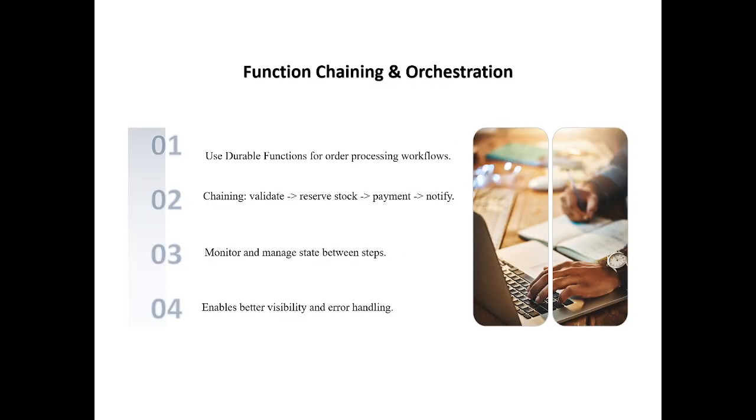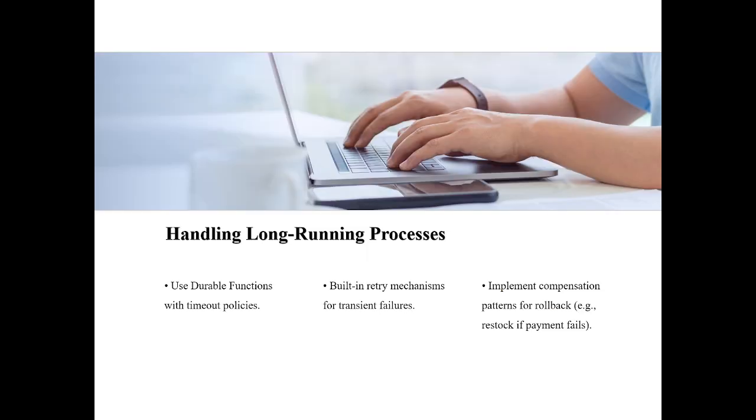Then function chaining. For order processing, Durable Functions are a great fit. We can chain together steps like validating an order, reserving stock, processing payments, and sending notifications. This setup helps us keep track of the workflow state and makes error handling much easier. Basically, these four steps are what this slide is about.